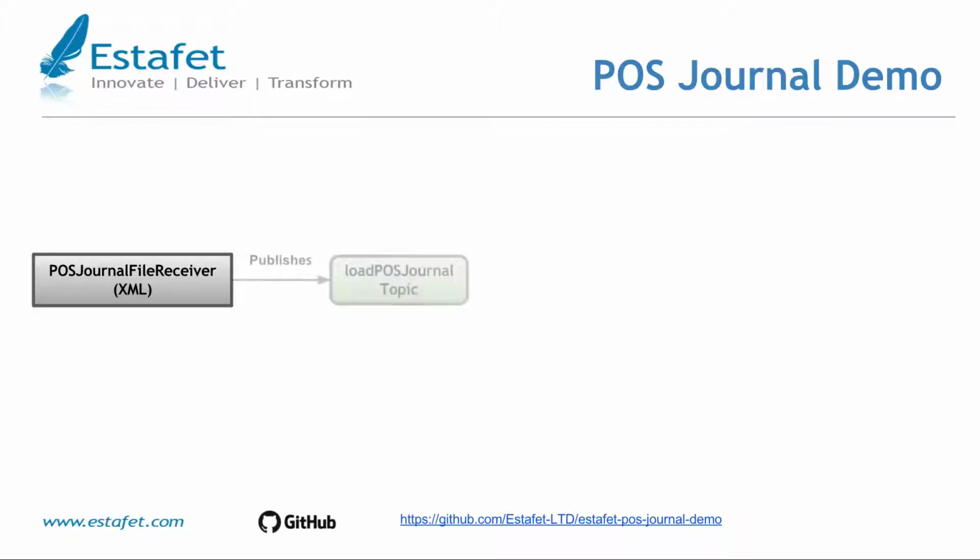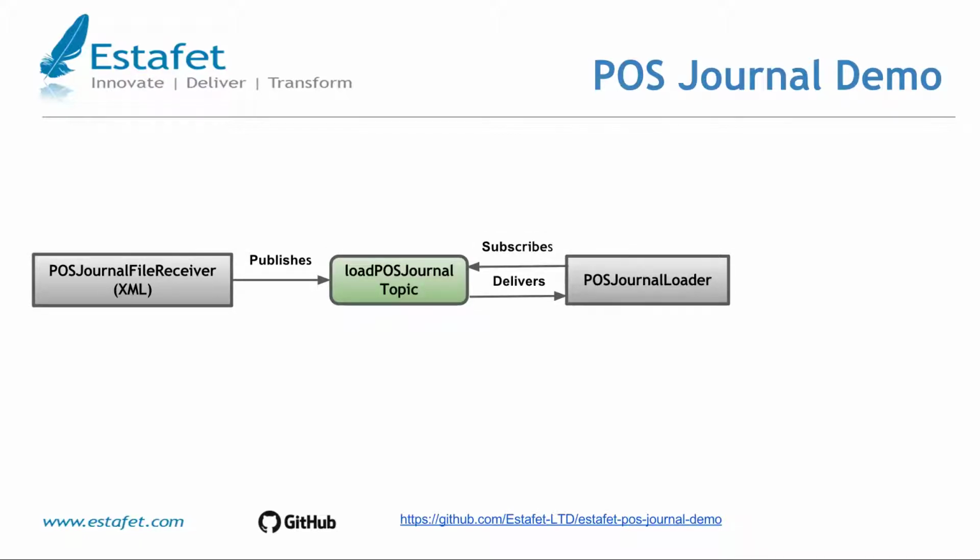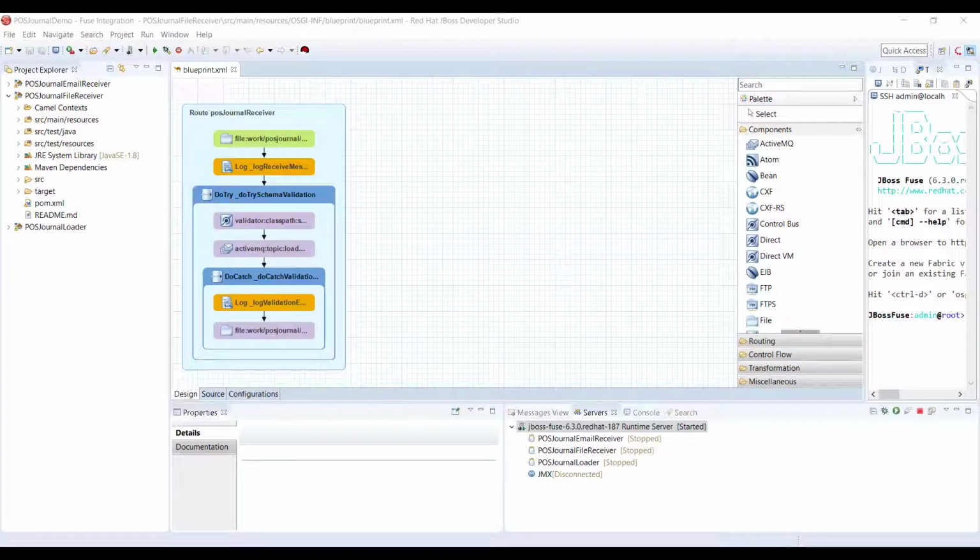All the code shown can be found on the Estafet GitHub linked at the bottom of the screen. We have two Camel routes. The first, PostJournal file receiver, will pick up the point-of-sale journal XML file from a folder location and publish it onto an MQ topic. Our second route, PostJournal loader, subscribes to this topic and then stores the record in the database. Note how we're using the publish-subscribe pattern. Let's have a quick look at the code for these two routes.